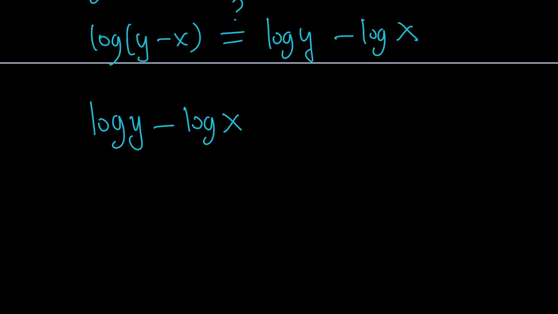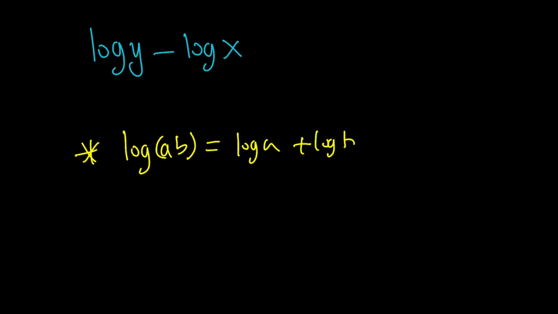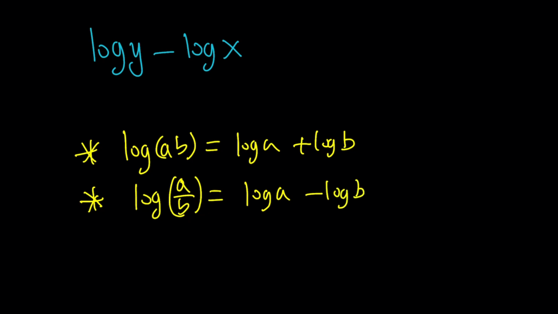Make sense? And here's what the rules are. For this, we have the product rule, which is log of AB equals log of A plus log of B. Again, this is base 10, but it doesn't matter. This is true for any base. And with the quotient rule, it's just a difference. And of course, we also have a power rule, which says if you have log A to the power n, then you can basically write it as n times log of A.